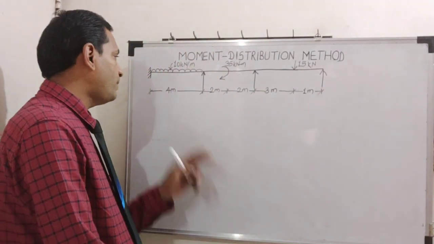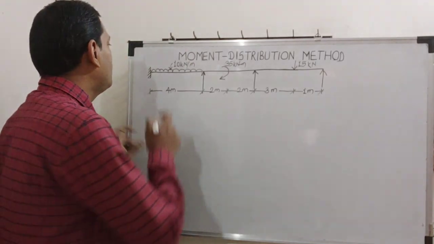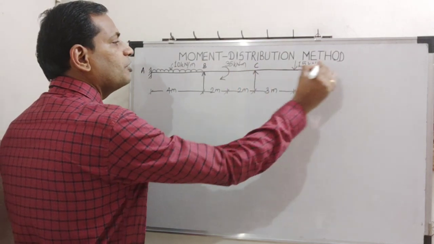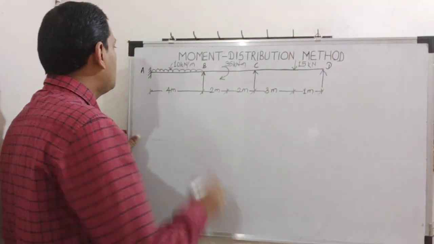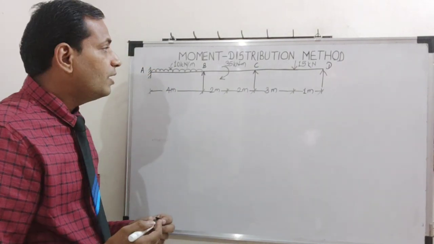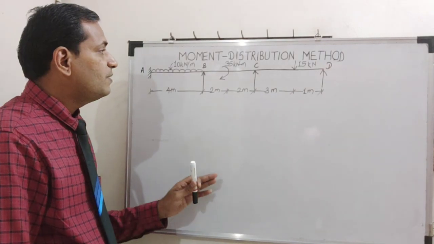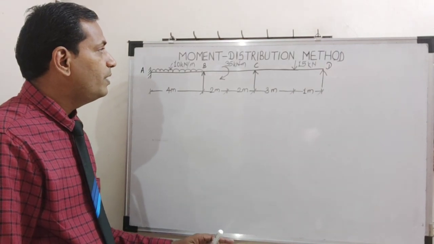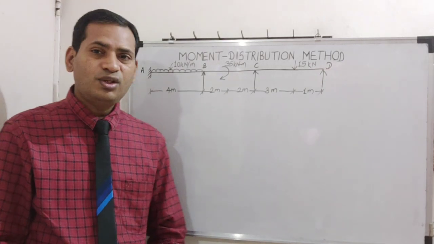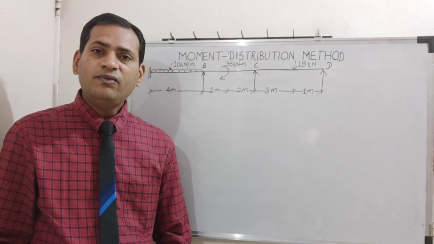So we have this continuous beam. The first span is AB, the second span is BC, the third span is CD. So this is a statically indeterminate beam, and we shall see how to analyze this particular beam, draw its SFD and BMD using moment distribution method. So let us start. In moment distribution method, our first step will be calculating fixed end moments.